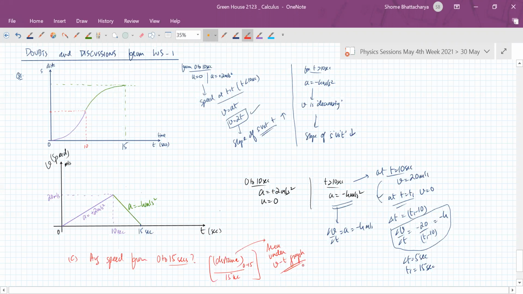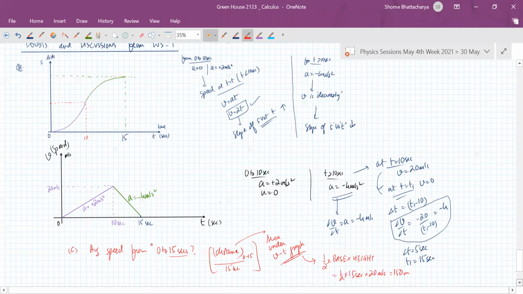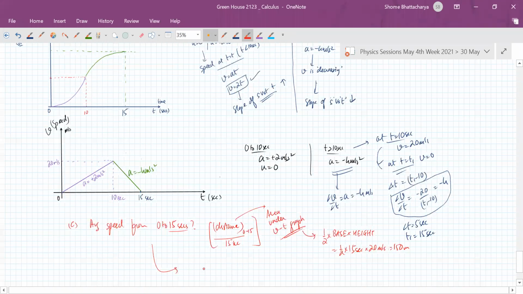So this area is equal to half into base into height, that is half into 15 seconds into 20 meters per second. So 150 meters. So my average speed will become 10 meters per second. This is the easiest way.